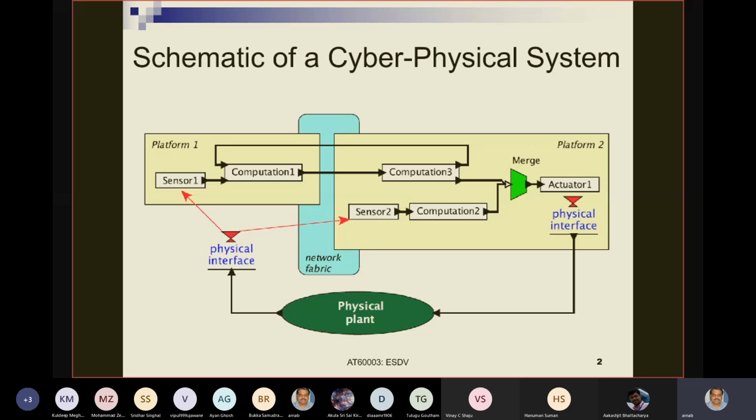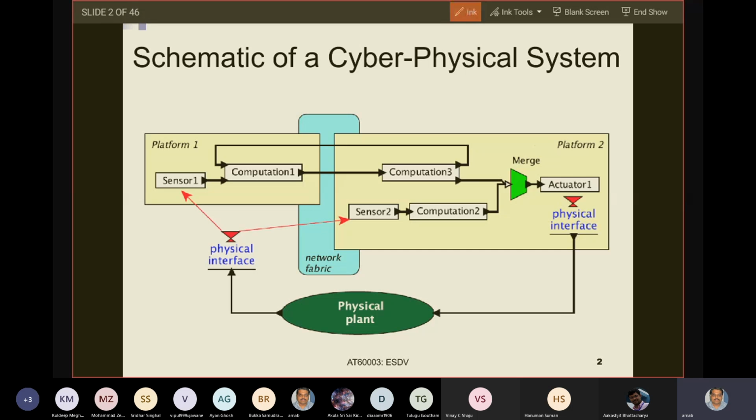The physical system will provide physical inputs through its physical interface. For example, as I took this example earlier as well, it could be the speed of the wheels of a car. The physical interface would be the wheel of the car, from which the sensor would calculate the speed of the car. So that speed will be a sensed physical input from the plant.